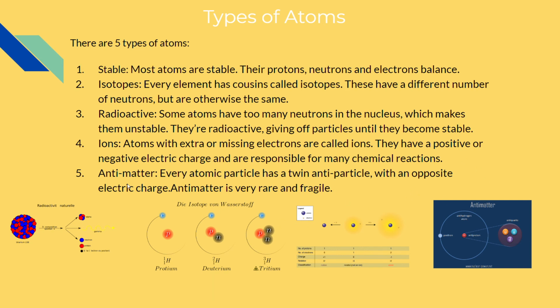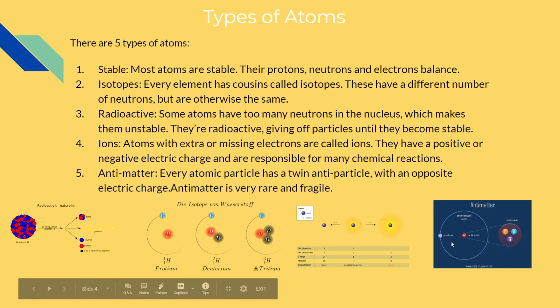Okay, and the fifth one is antimatter. Every atomic particle has a twin antiparticle with an opposite electric charge. Antimatter is very rare and fragile. As you can see here, this is an anti-hydrogen atom. In this, the proton, which in the normal atom has a positive charge, in the anti-atom has a negative charge and is called an antiproton.